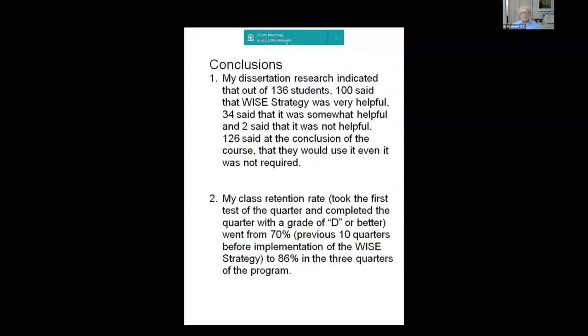So, conclusions. Of 136 students, 100 said the Y strategy was very helpful, 34 said it was somewhat helpful, and 2 said it was not helpful. And I didn't identify these with particular students. They weren't just polishing the apple here. It was hopefully honest conclusions. 126 said that they would continue to use the strategy even if it weren't required. It made my heart feel good.